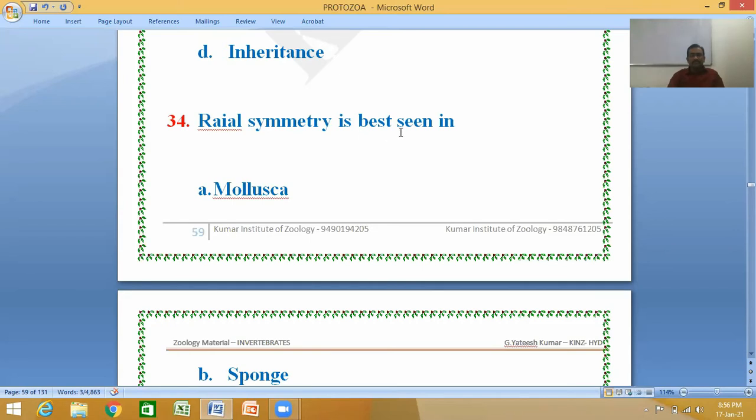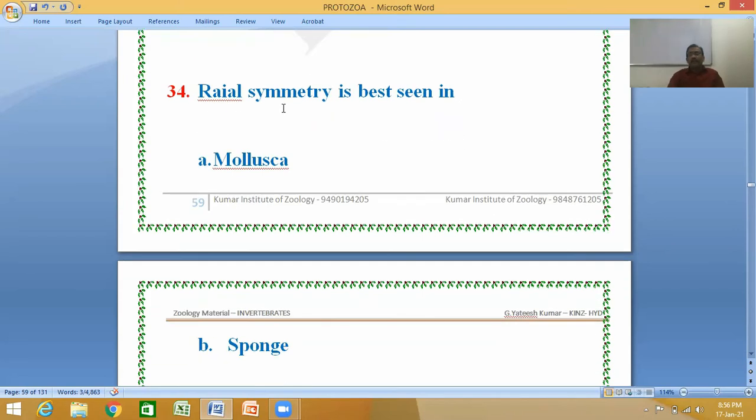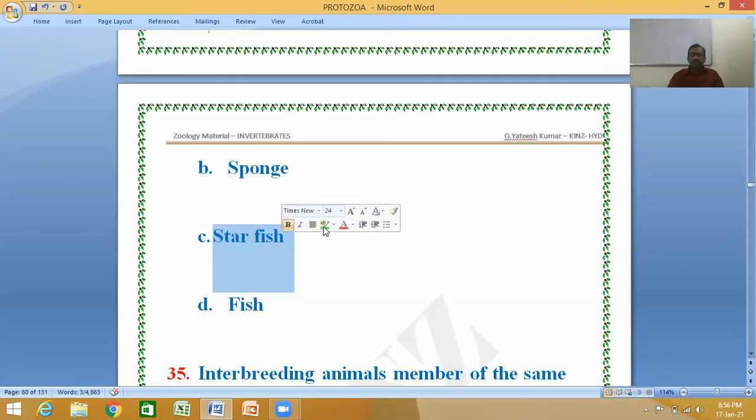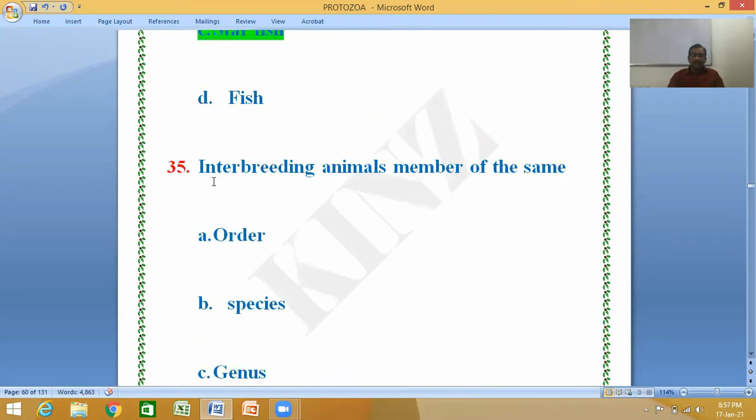Radial symmetry is best seen when any plane passing through the central axis can divide the organism into exactly equal halves. That is called radial symmetry, and the best answer is the starfish. Interbreeding members of the same group of animals are called a species.